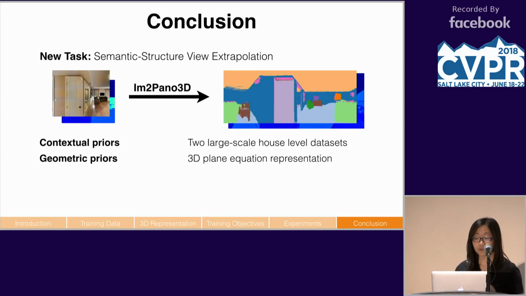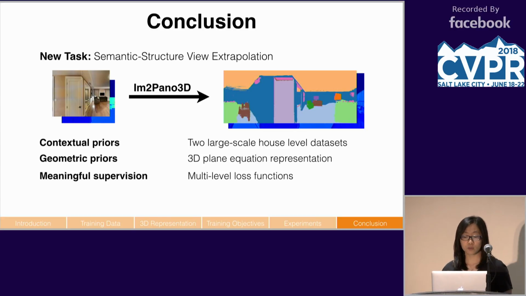And in order to leverage a strong geometry prior, we propose to encode the 3D surfaces by using 3D plane equation. And in order to provide meaningful supervision for the network training, we make use of multiple loss functions that consider both pixel-level accuracy and global context consistency.